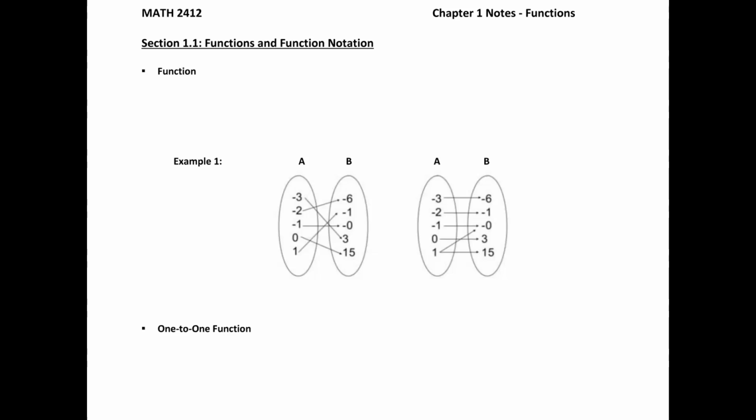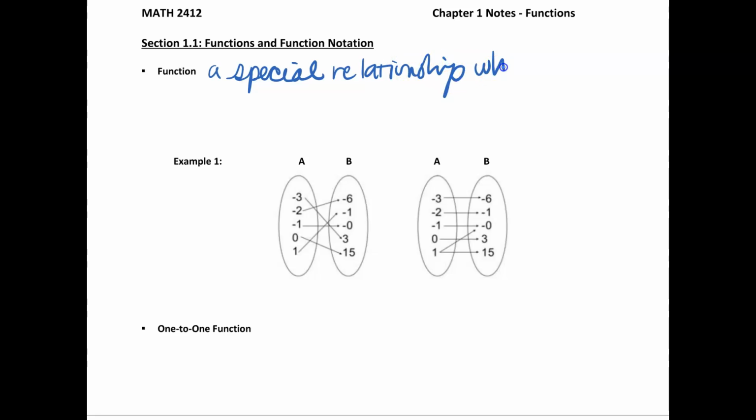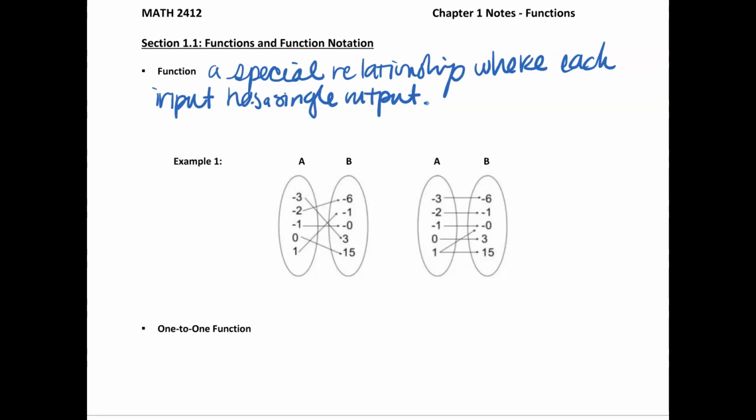And so a function, let's just go ahead and define this. Our function is going to be a special relationship where each input has a single output. Or if you want it in more basic terms, your x's can't repeat. And this is probably the way many of you are going to remember how to do functions, but it is a special relationship where each input has a single output. The x's cannot repeat. We're not talking anything about the y's, we're just talking about the x's here.